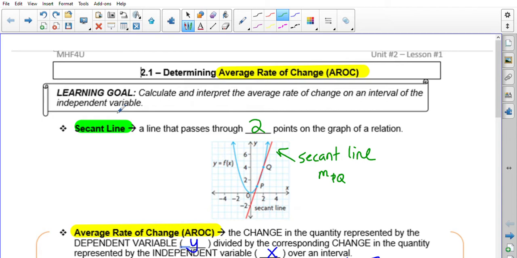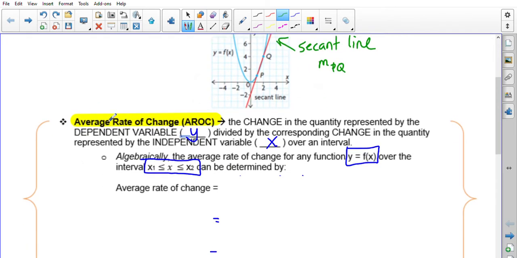So this will have to do with what we call a secant line. So a secant line is a line that passes through 2 points on the graph of a relation. Okay? So for example, we've got a parabola here, and then there's the points P and Q on the parabola. And if we were to draw a line that connects through P and Q, then we would say that this is a secant line. So here in red is a secant line. And if we wanted to find the slope of it, we would find the slope of PQ.